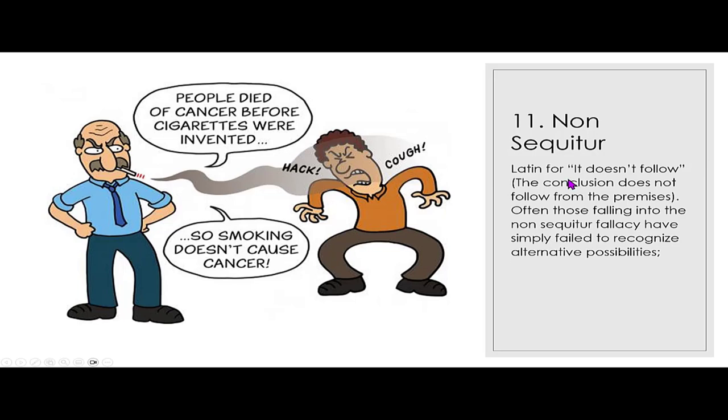This is Latin for it doesn't follow, and this occurs when the conclusion doesn't follow from the premises. So often those falling into the non sequitur fallacy have simply failed to recognize alternative possibilities. So here's a non sequitur. People died of cancer before cigarettes were invented, so smoking doesn't cause cancer, right? We know that's a non sequitur. Yes, people died of cancer before cigarettes, but they died more after cigarettes became a thing, and they died from lung cancer, which is still the leading cause of death from cancers caused by smoking.